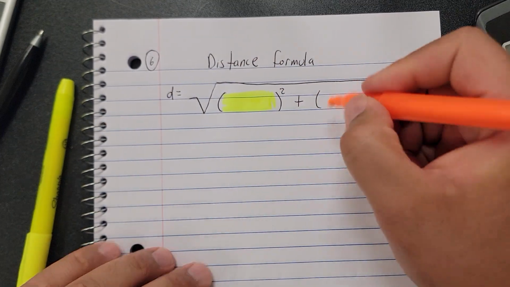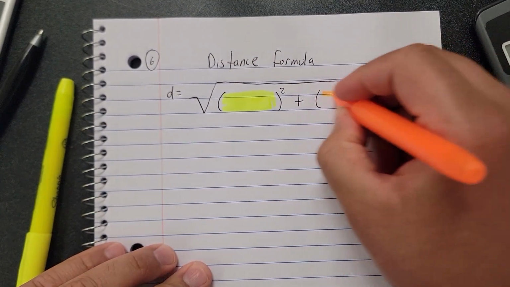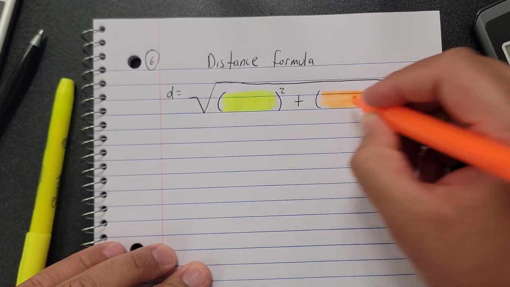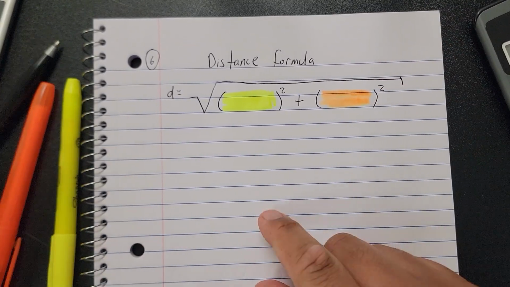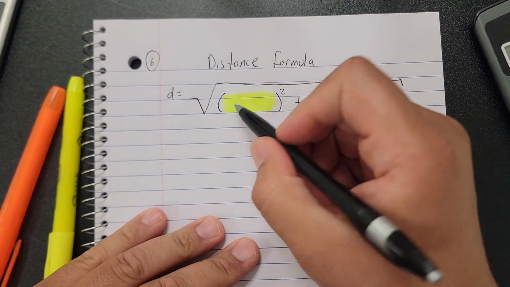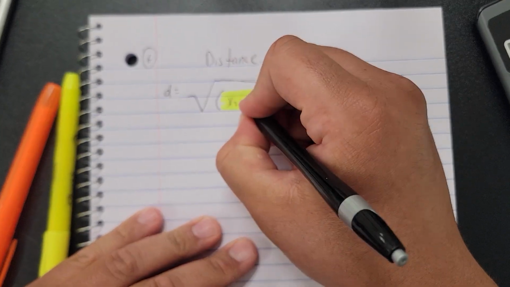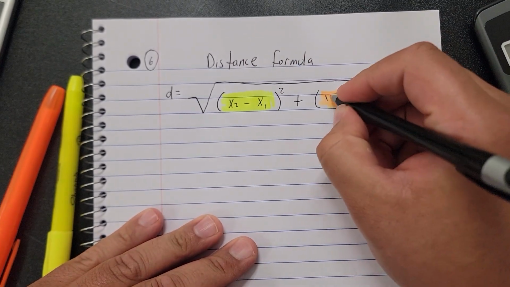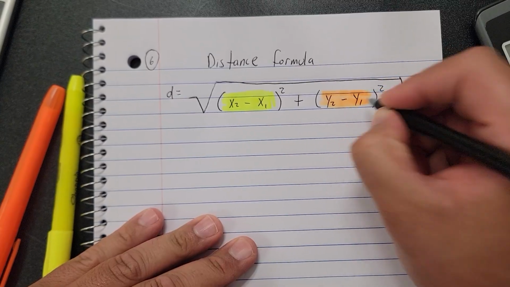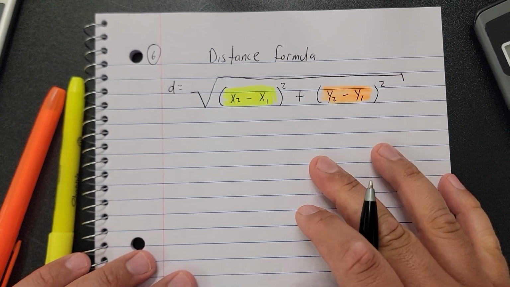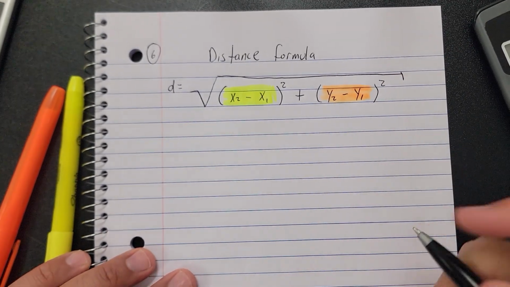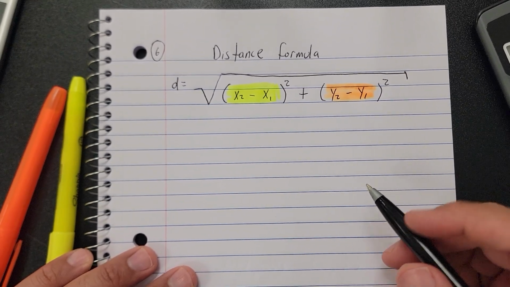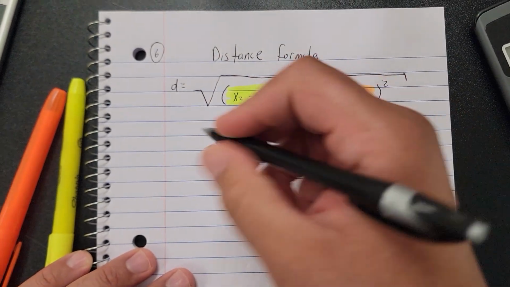Then the second one, I'm gonna highlight it a different color. I'm gonna use orange. You can use a different color. All right, this is gonna help when we're looking at the examples. So this part, you're gonna put x2 minus x1. This is going to be y2 minus y1, okay? So that is the formula. Let's go ahead, skip some lines.